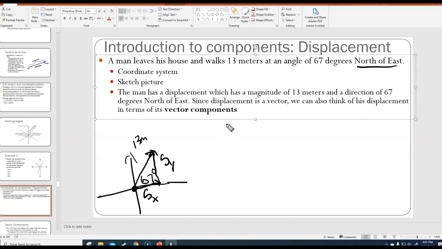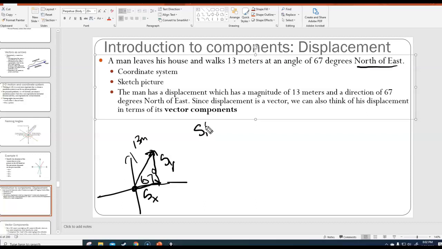Now, let's say I want to know, okay, how far did I have to walk to the east, and how far did I have to walk to the north to end up 13 meters from my house? Well, if you look at how I set this up, notice that the components, along with the vector I started with, form a right triangle. So here's where that trigonometry comes in.